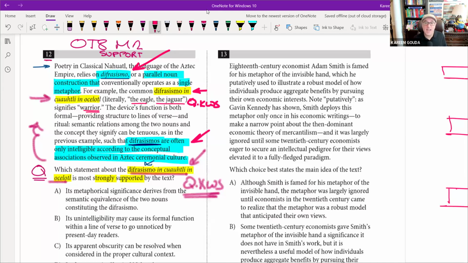Now, what is the question asking you? It's saying which statement about this thing right here in the middle, right here in yellow, is supported by the text. Where do you think we will find the answer to such a question? Let me show you one more time. This is hard, but if you get it, it's going to be super easy.